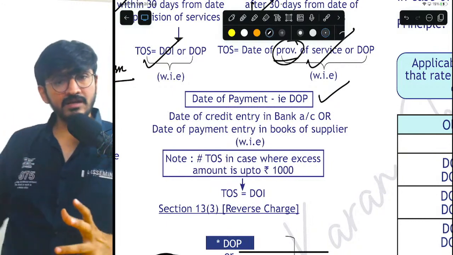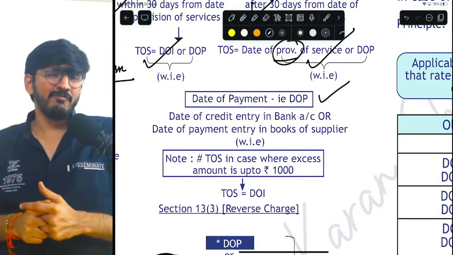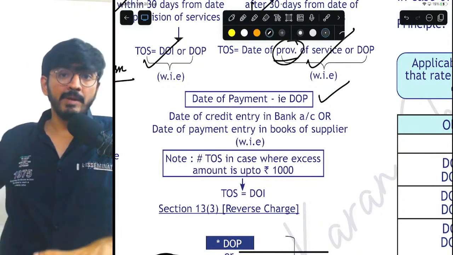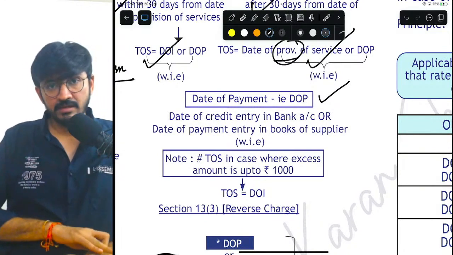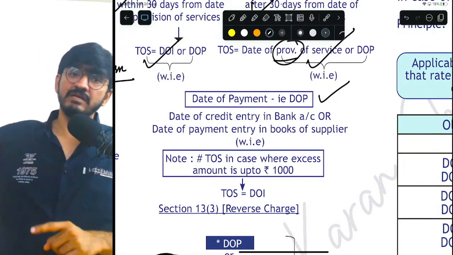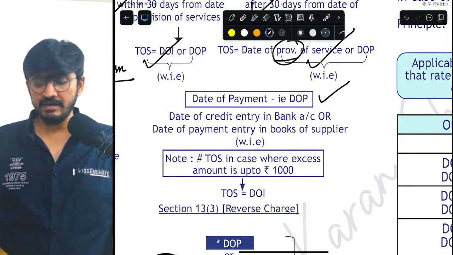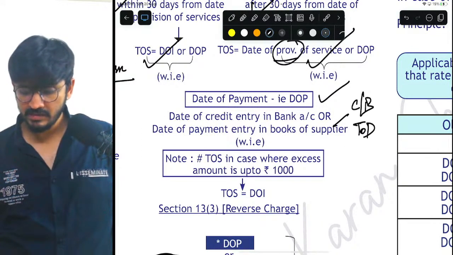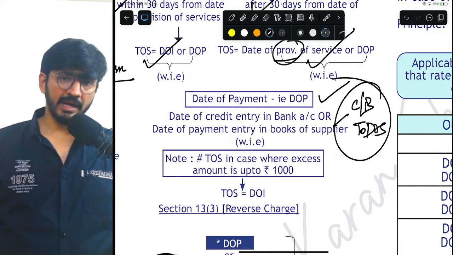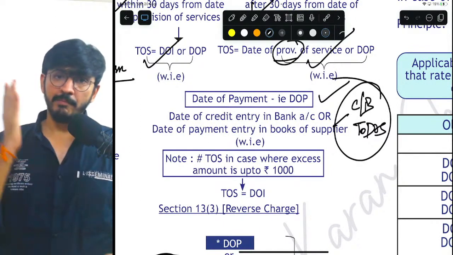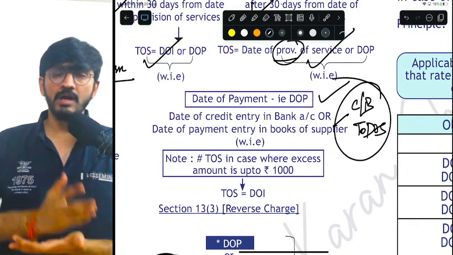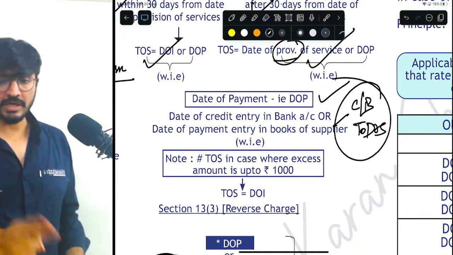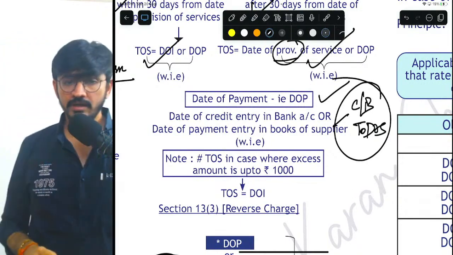Now a lot of times this question appears, that is date of payment entry in the books of accounts of supplier. Yes, payment entry as in payment receipt entry. Not payment done, payment received. You have received the payment, so that entry. And what is that entry? Very simple: cash bank to debtors. So again the comparison is between the entry in the bank account, that is in the passbook, or entry in the books of accounts, whichever is earlier.